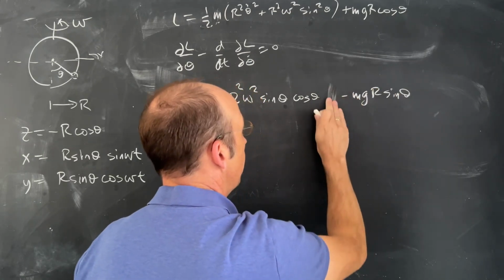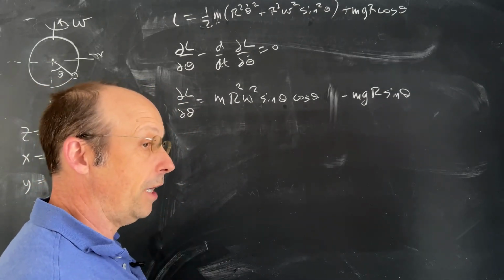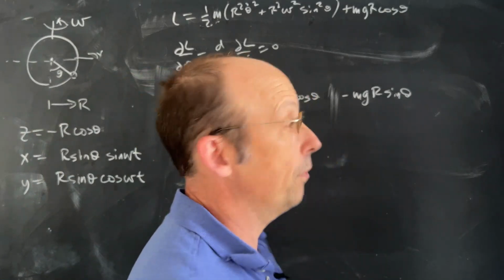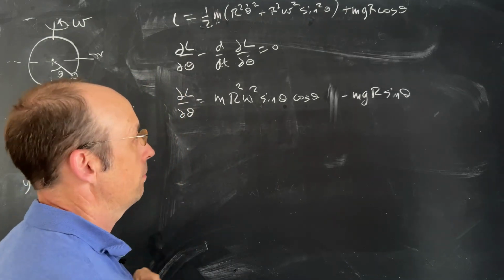I'm sorry, I don't get the theta dot. I don't get the theta dot because I'm not taking the derivative with respect to time. I'm taking the partial derivative with respect to theta. So the partial of theta with respect to theta is just 1.